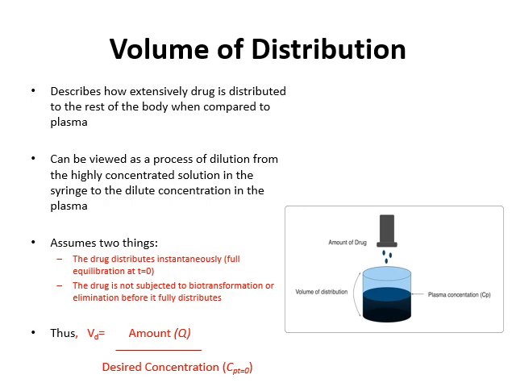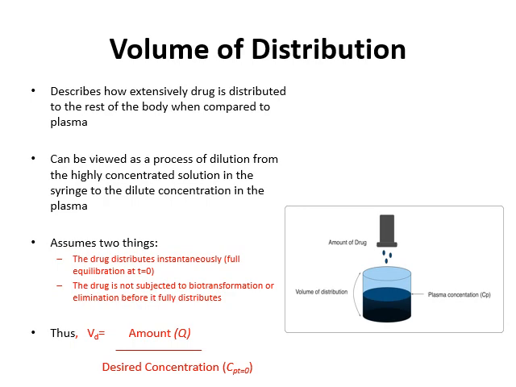So volume of distribution describes the relationship between a drug's plasma concentration following a specific dose of medication given. It is a theoretical measure of how a drug distributes throughout the body. It can be viewed as a process of dilution from a highly concentrated solution, that is what is in the syringe, into the plasma, which is dilute, okay? And that's what this picture down here represents.